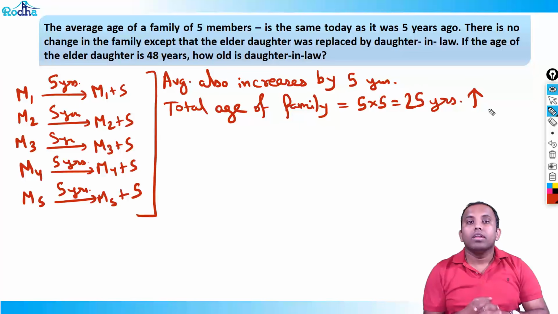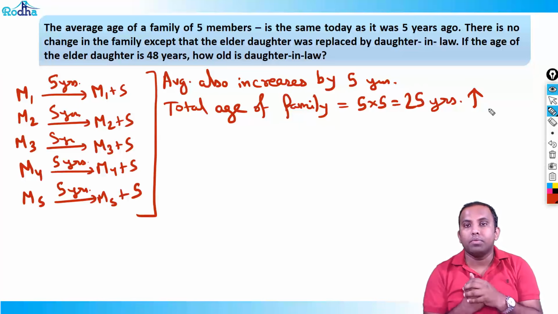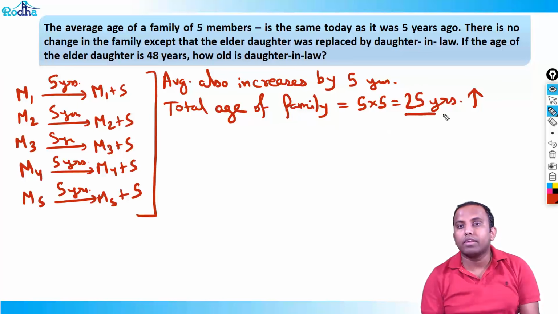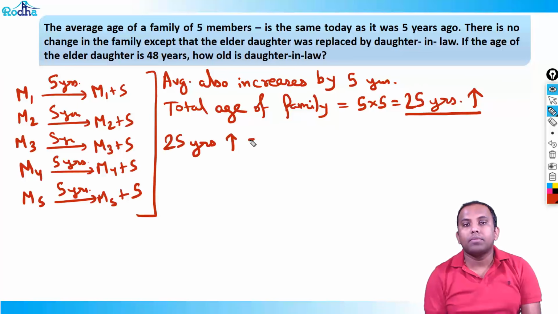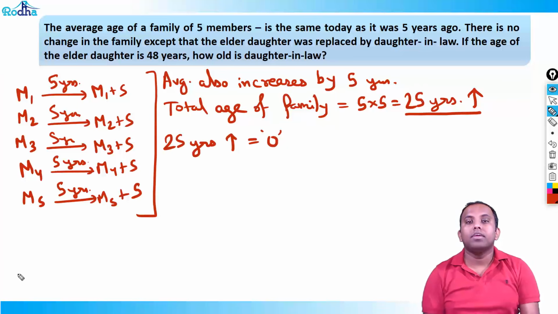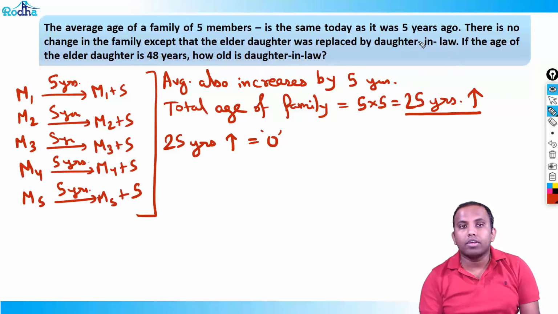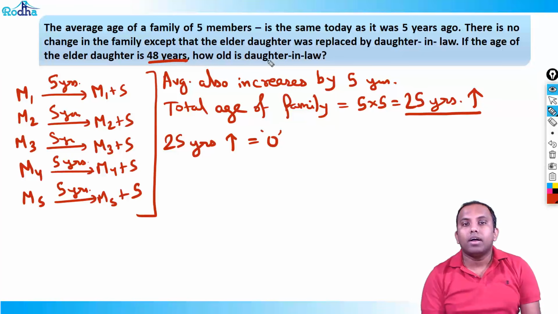But it remains the same. That means this 25 years increase has become 0. That means this increase is not there. Why? Because the elder daughter, whose age is 48 years, is replaced by a daughter-in-law.